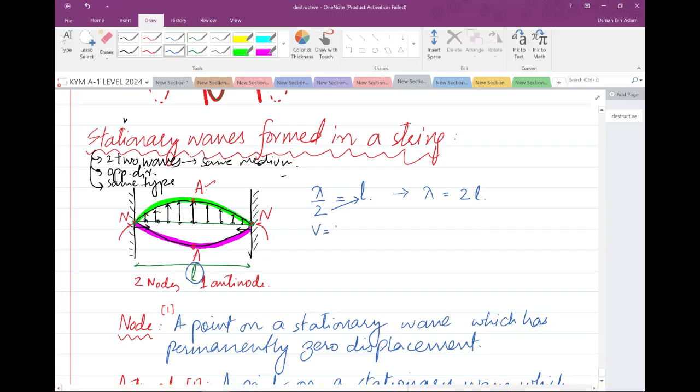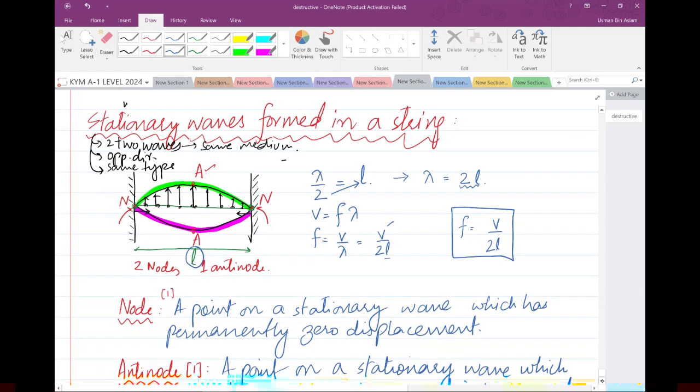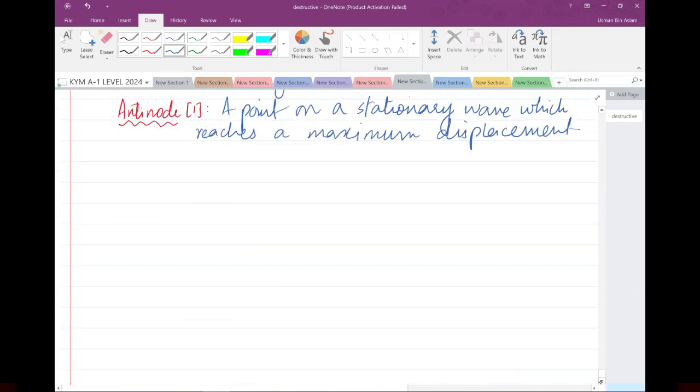Now, recall the equation v equals f lambda. From here, frequency will be equal to v over lambda, and in place of lambda, I want to substitute 2L, where v is going to be the speed of the wave, L is going to be the length of the string, and f is going to be the frequency of the wave that is formed here. Frequency equals v divided by 2L. Is everything okay so far? Yes. Okay, now things are going to get weird.